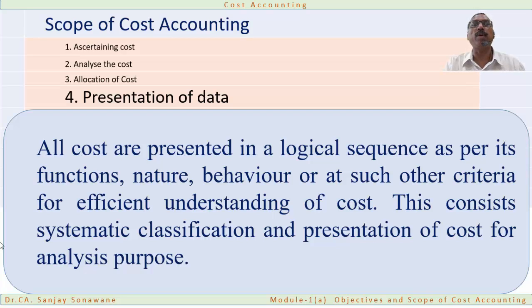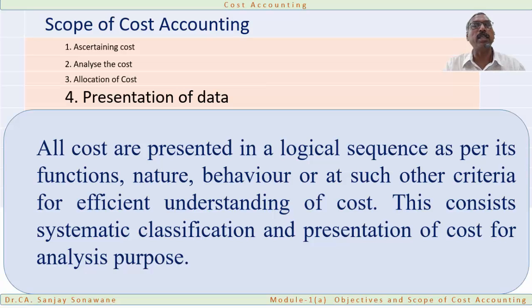Now there can be further classifications called functional classifications. So all expenses incurred in a factory will be together. All expenses incurred at the office will be together. All expenses incurred at a marketing place will be together. So there has to be a proper presentation of data.